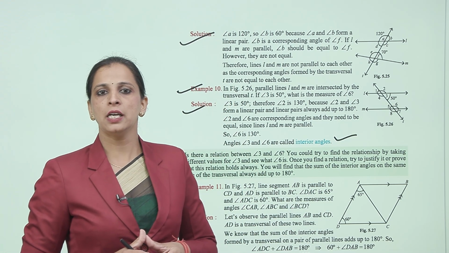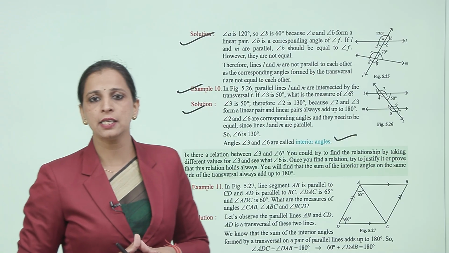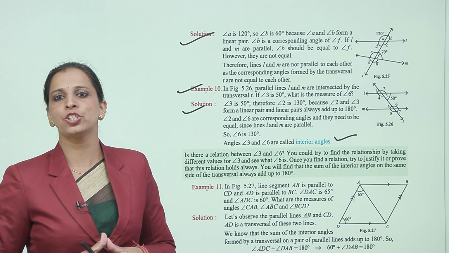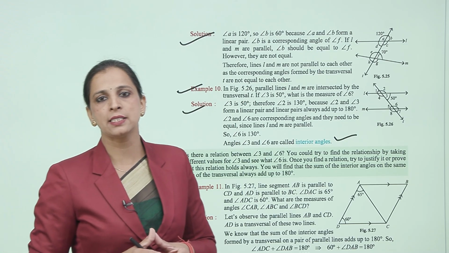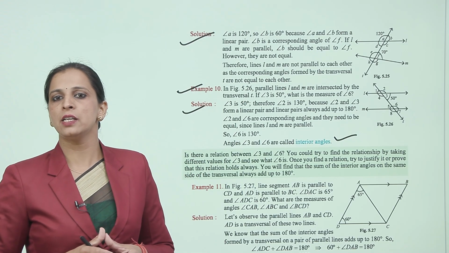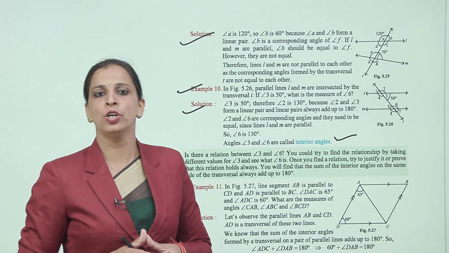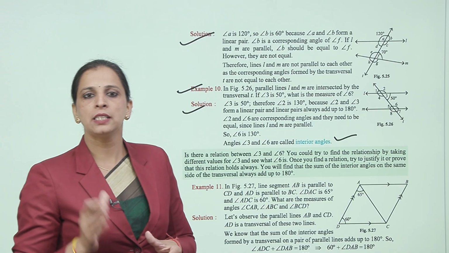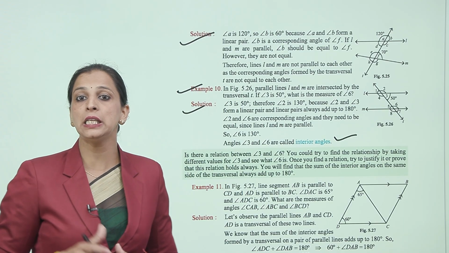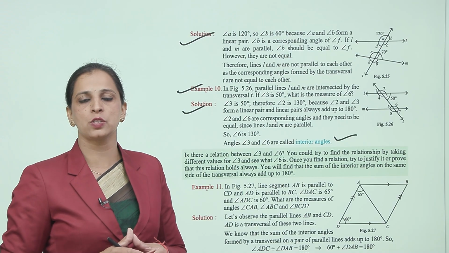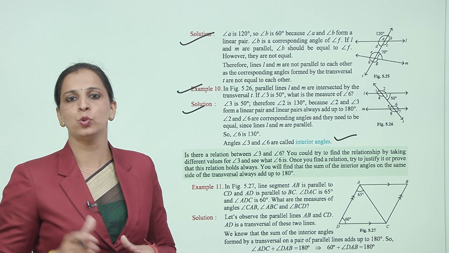Is there a relation between angle 3 and angle 6? You could try to find the relationship by taking different values for angle 3 and seeing what angle 6 is. Once you find a relation, try to justify it to prove that this relation always holds. You will find that the sum of the interior angles on the same side of a transversal always adds up to 180 degrees.